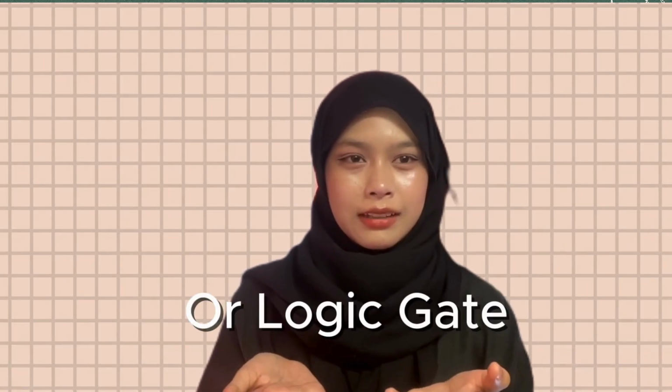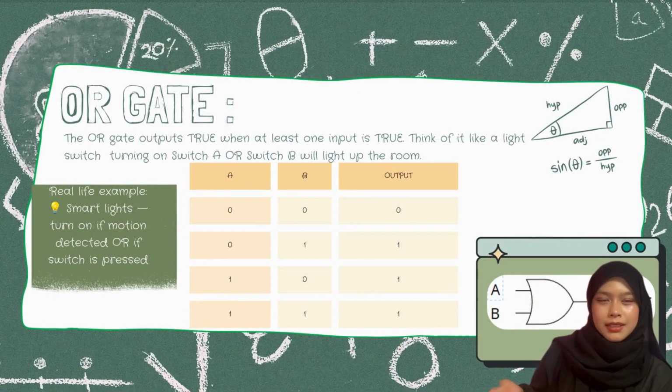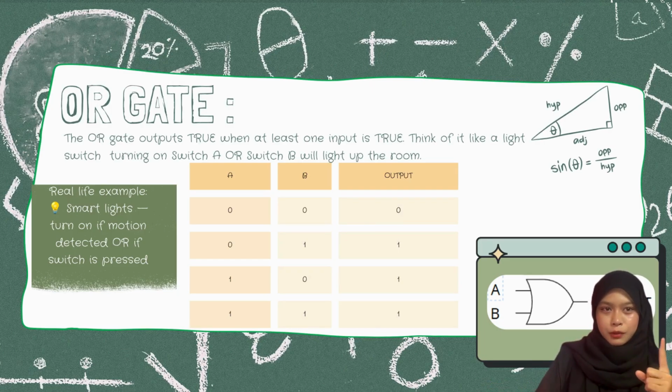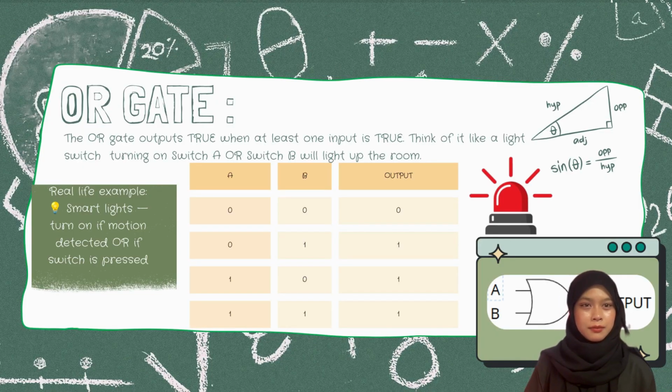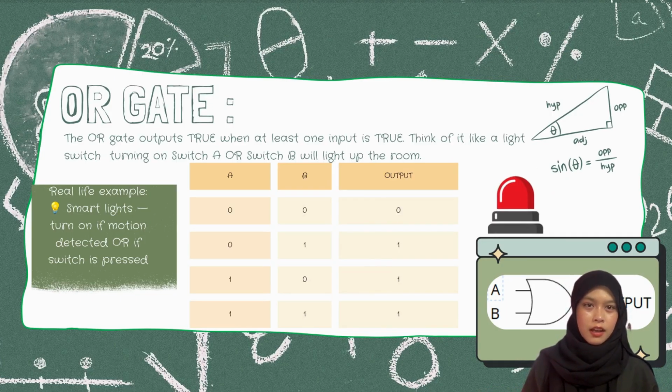Hi everyone, my name is Nur Salia and today I will be walking you through the OR logic gate. Let's take a look at this table. The gate output is true if at least one input is true. Think of it like a home burglar alarm. The alarm would be triggered if either the front door or the window sensor is breached. If both sensors are off, the alarm stays off.